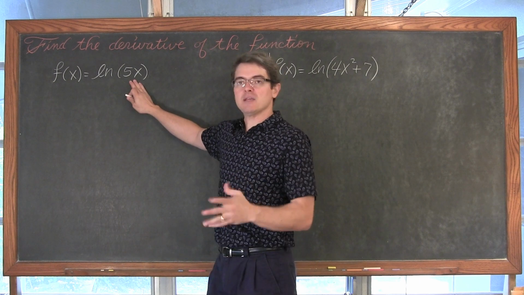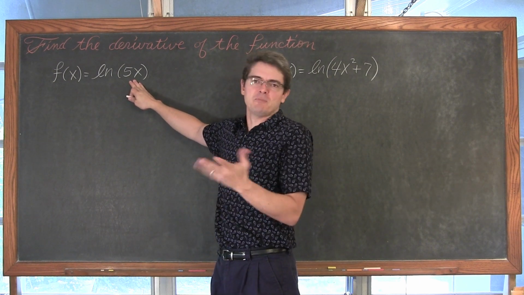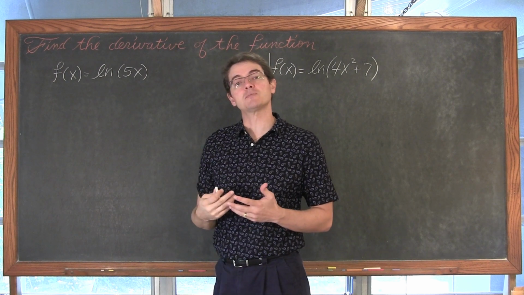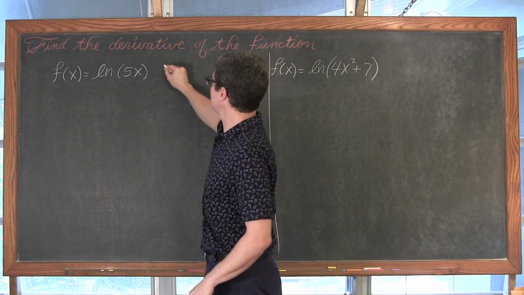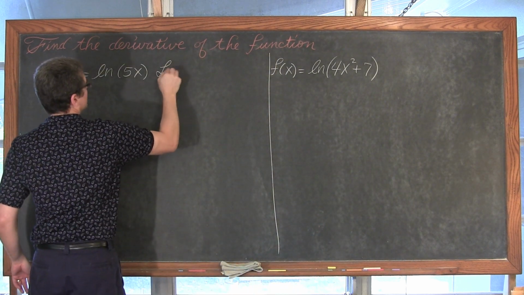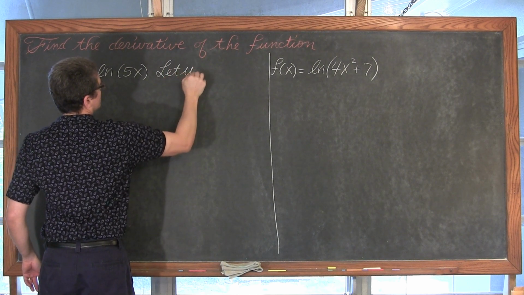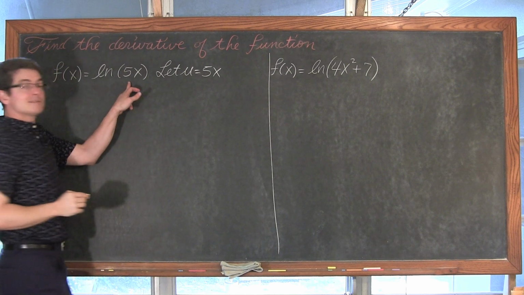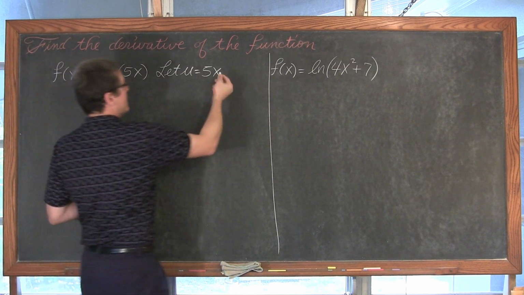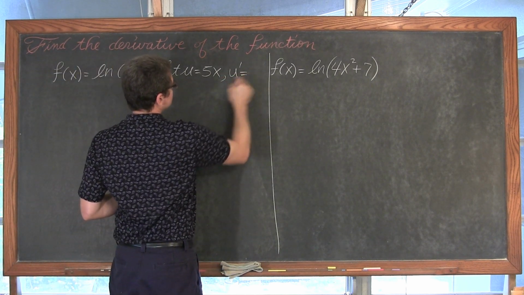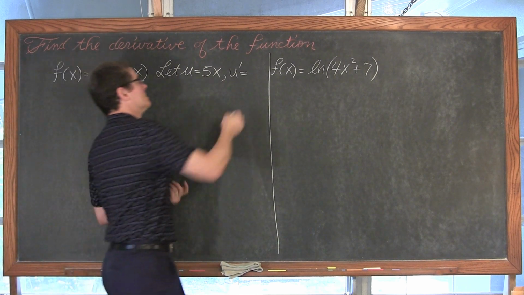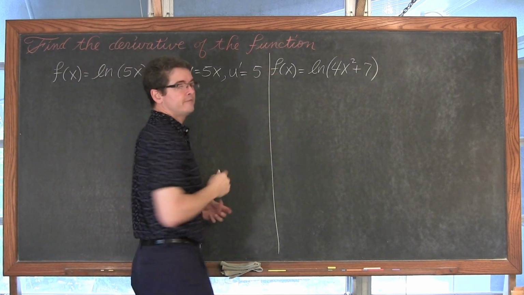Well, we don't have just a basic little x in here. We have 5x. That's a polynomial, so it won't be too tough. But let's go ahead and just practice that u substitution. Let u equal 5x, that inside function. And then u prime, well, the derivative of 5x with respect to x is equal to just 5.